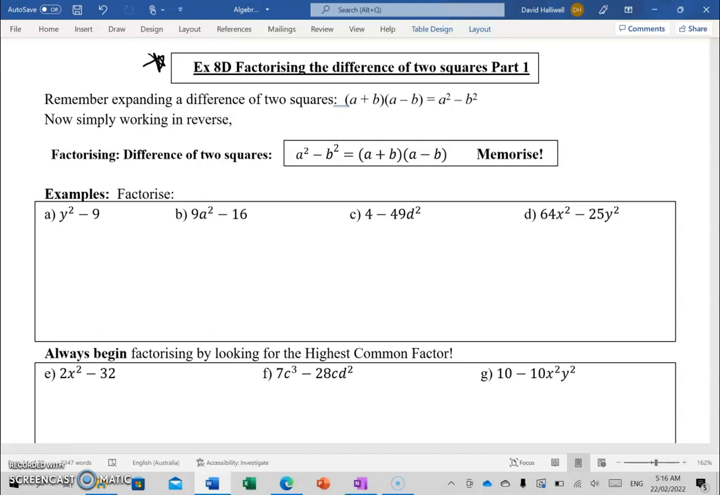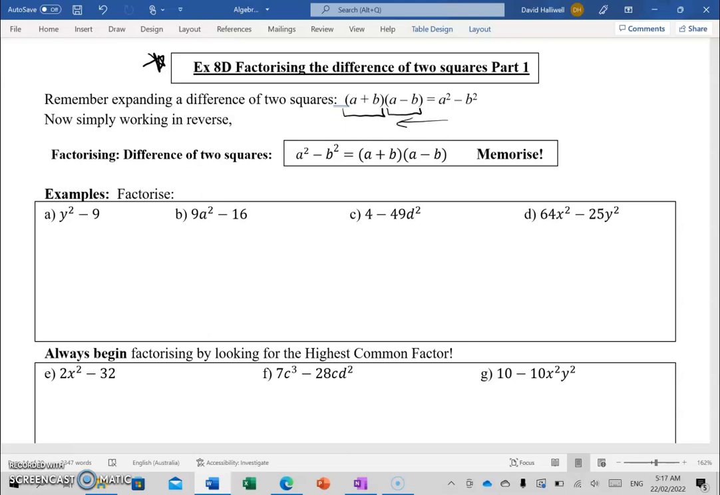So remember that if you've got a plus b and a minus b multiplied, you get a squared minus b squared, and we call that expanding a difference of two squares. So the key thing is, in each bracket, the only thing that's different is the sign. Then we get an expansion of difference of two squares, a squared minus b squared. So that's expanding. Factorizing is going back the other way.